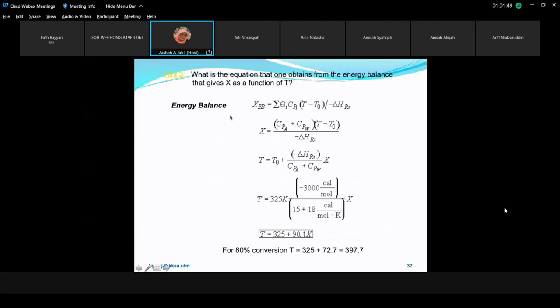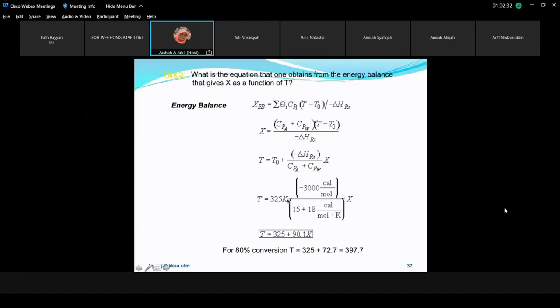The XEB: what is the equation that one obtains from the energy balance that gives X as a function of T? So for the energy balance, the equation is like this. Because you have the water, you have to consider the Cp for the A and also for the water, 50% of the A is water. Then this equation becomes like this when you rearrange. You bring the T here, then you can get this one, because you want the T in terms of X.